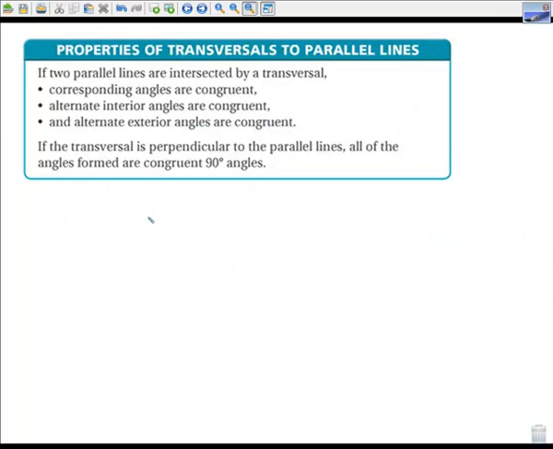Alright, so here we go. We have properties of transversals to parallel lines. If two parallel lines are intersected by a transversal, then we have the following things that are true. Corresponding angles are congruent, alternate interior angles are congruent, and alternate exterior angles are congruent.